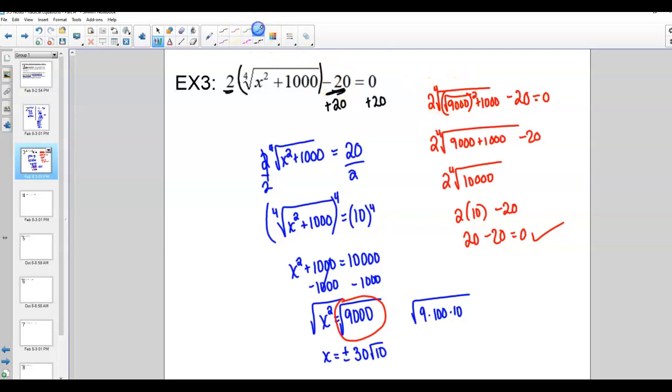If you changed this and made that square root of 9,000 negative, it's still not going to change the answer because you're going to get just a 9,000 here. When you square that, it's going to get rid of that negative. So both answers are correct here. So plus or minus 30 root 10 is our answer.